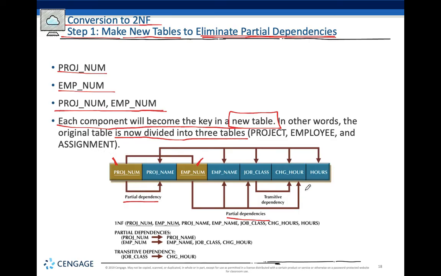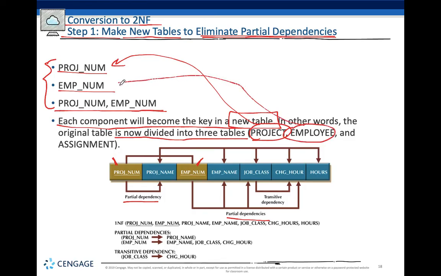In other words, the original table now gets divided into three tables. We will divide this one table into three different tables. What are the three tables? The three tables are those identified by the primary keys that we had listed. The first table will be a project table, identified by the primary key project number. The second table will be an employee table, which uses employee number as the primary key. And the third table will be an assignment table, in which the project number and employee number will be used as the primary key.